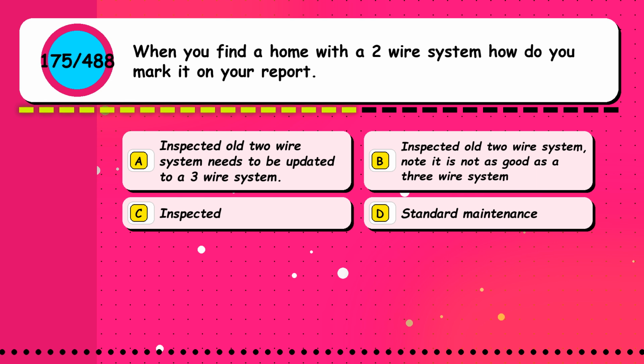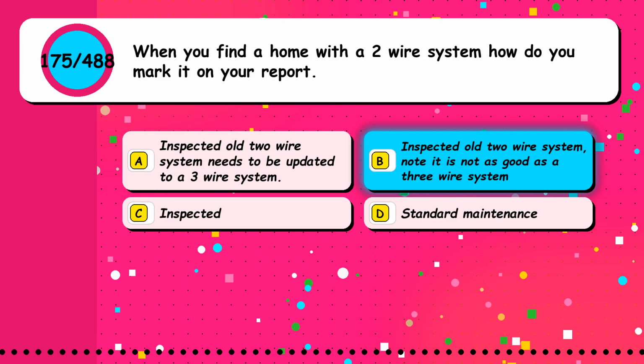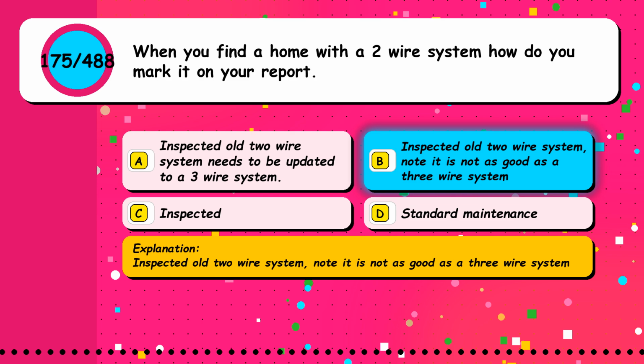Option B, inspected old 2-wire system, noted as not as good as a 3-wire system. Option C, inspected. Option D, standard maintenance. The correct answer is option B. Inspected old 2-wire system, noted as not as good as a 3-wire system.